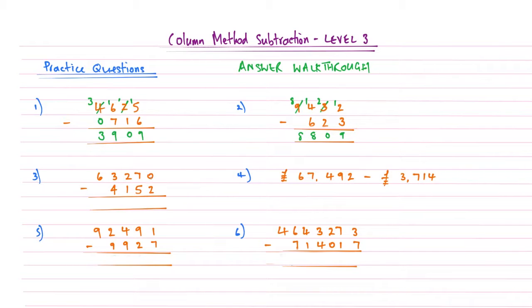Question 3, 0 subtract 2 we can't do, so I'm going to strike that one to a 6. 10 subtract 2 becomes 8. 6 subtract 5 is 1. 2 subtract 1 is 1. 3 subtract 4 we can't do, so we're going to borrow from the 6. Move the 1 over. 13 take away 4, well, that's going to give me a 9. And then 5 subtract nothing is 5. So that's how we got that answer.